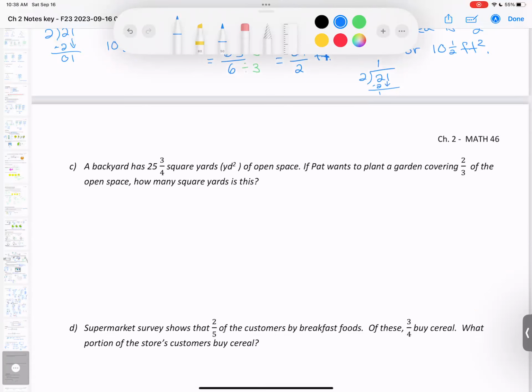Okay, so we have this backyard. This backyard is 25 3/4 square yards of open space. And within that yard, Pat wants to plant a garden that covers 2/3 of the open space. So something like this is our garden. Okay, and here's some carrots.